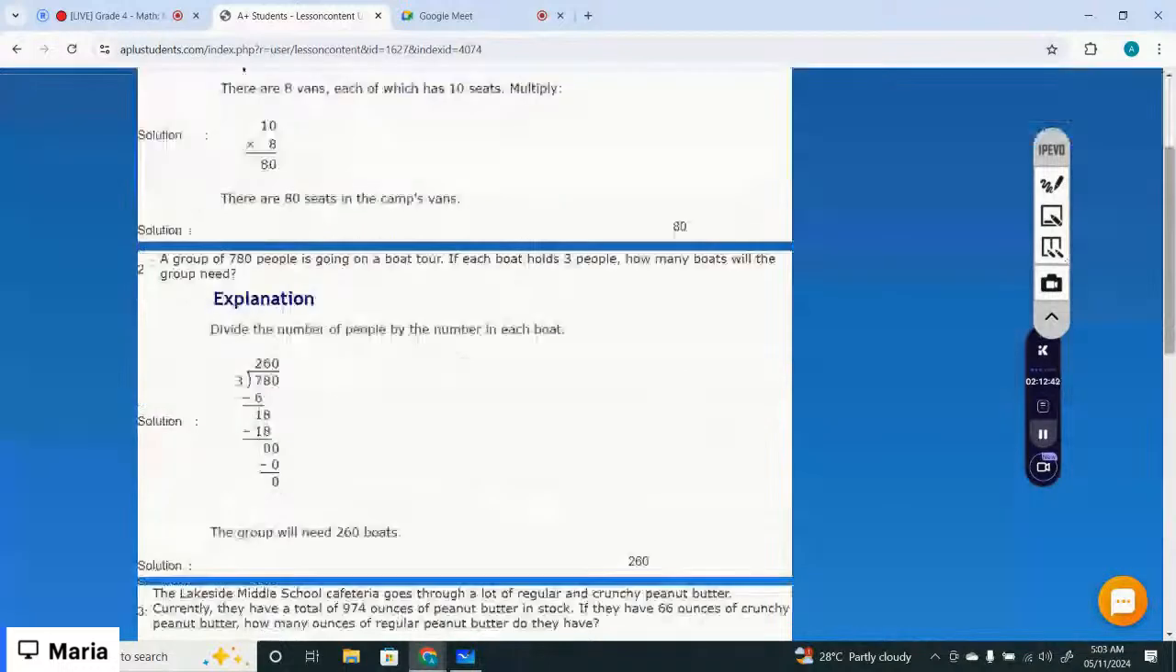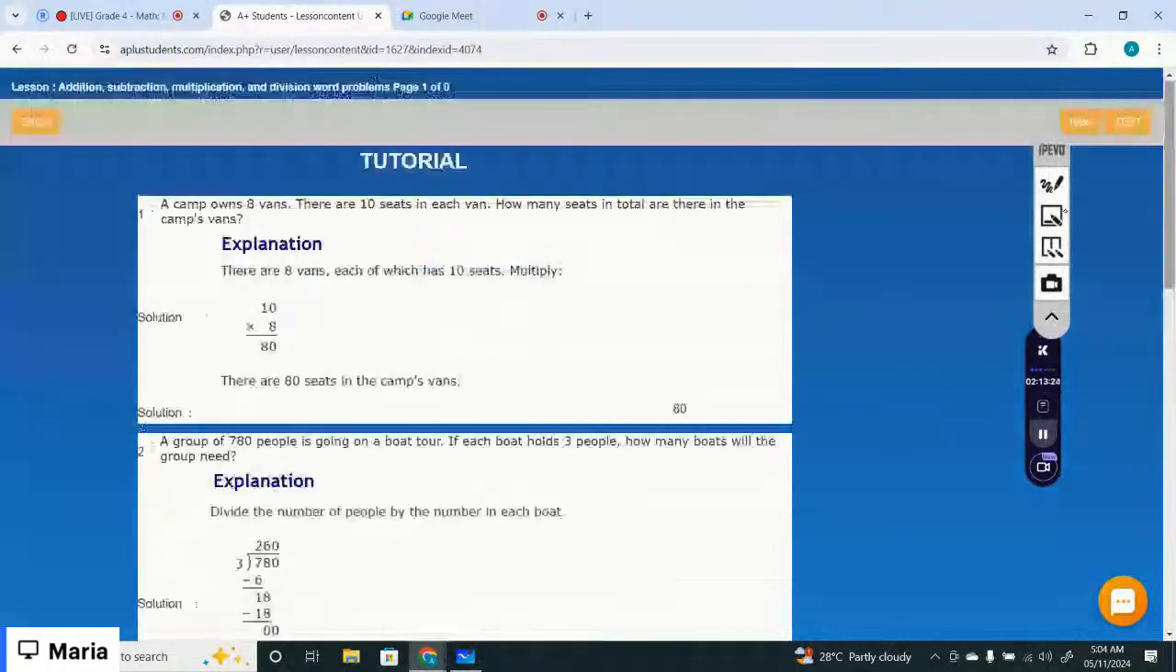Okay, the next one is: a group of 780 people is going on a boat tour. If each boat holds 3 people, how many boats will the group need? So one boat holds 3 people, right? There are a total of 780 people. You need to calculate how many boats you need. So you have to divide 780 by 3, right? 780 divided by 3, you have to do the long division method, that is 260. So to transport 780 people, there must be 260 boats, right?